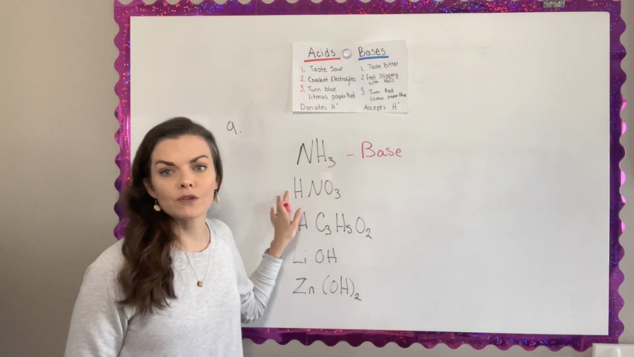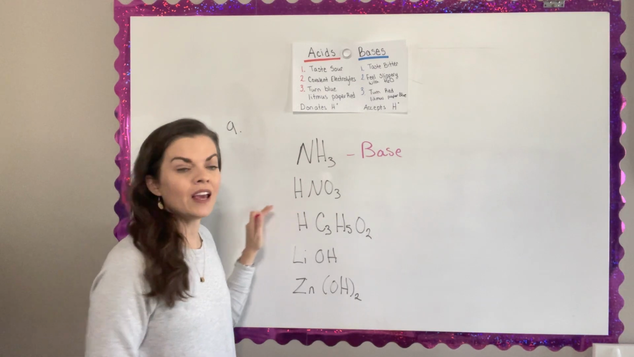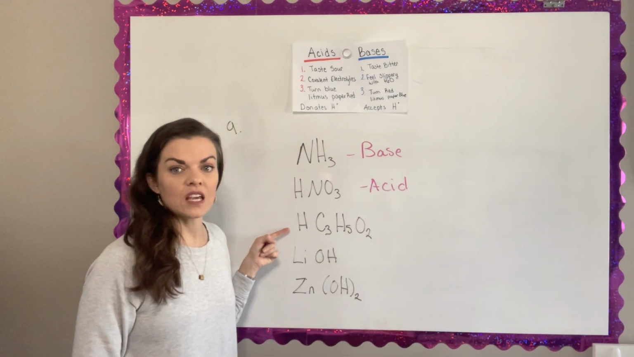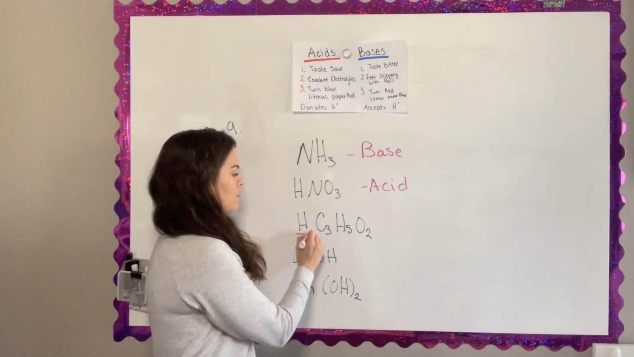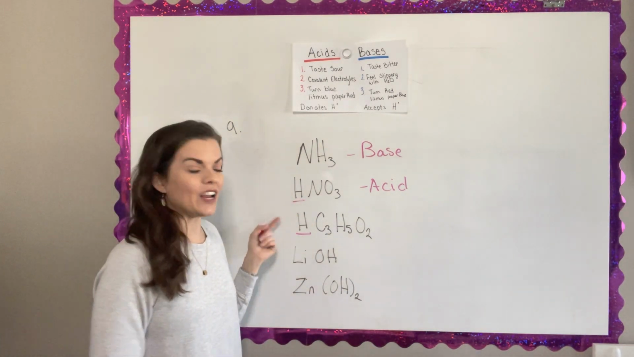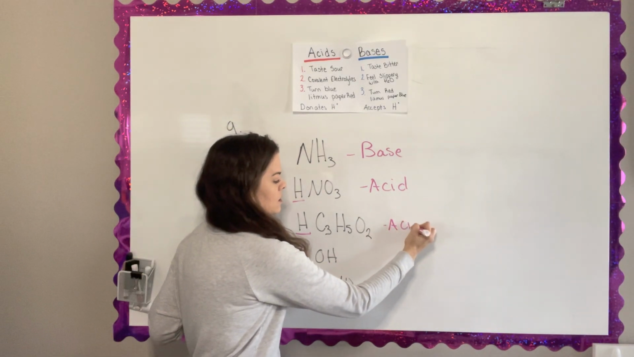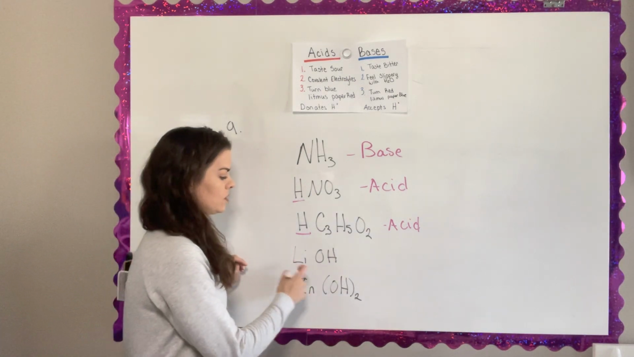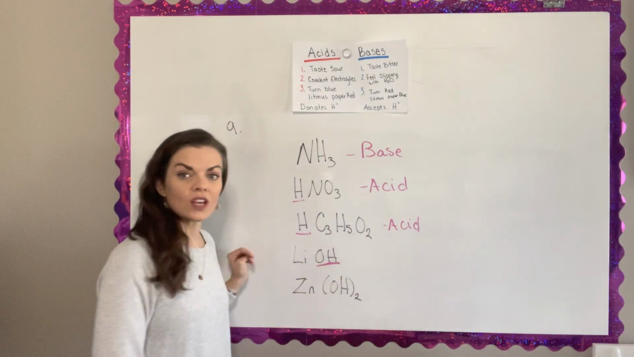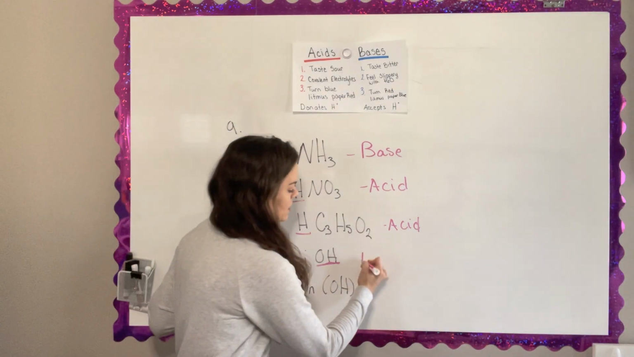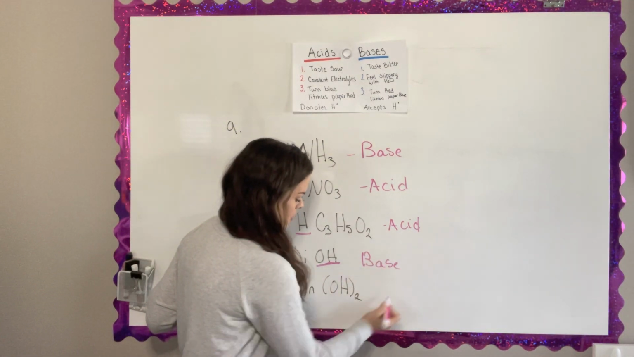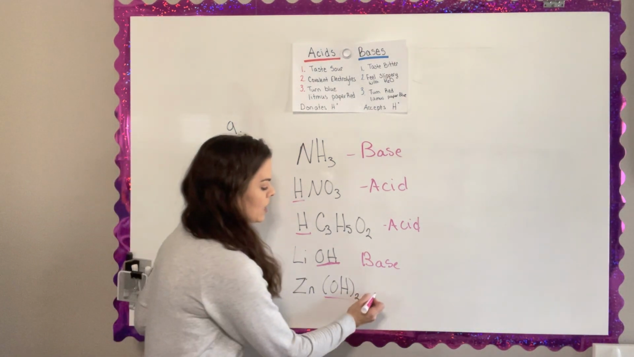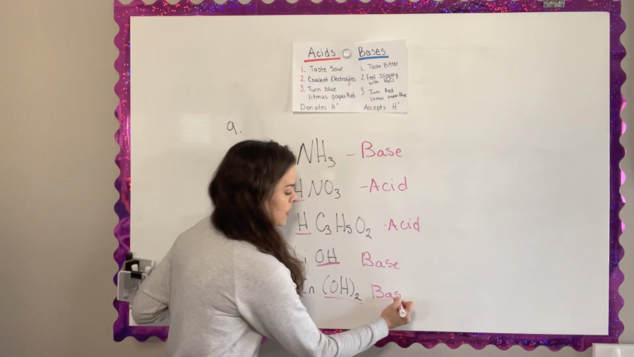This next one is easy to figure out because it has that nice H in the beginning, a super easy clue that it's an acid. The same also happens for the next compound. If I see this hydrogen in the beginning, I know I have an acid. Down here with lithium hydroxide, there's no hydrogen in the beginning, but there is an OH at the end, which is a good hint that it is a base. And the same for the last one, zinc hydroxide. It ends in an OH, and therefore it is also a base.